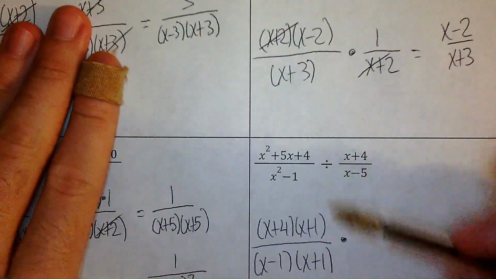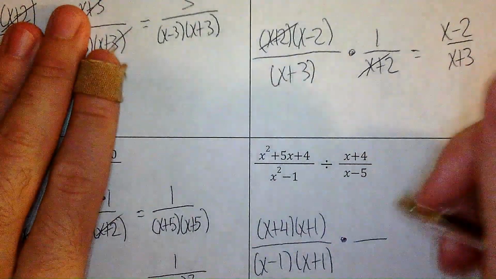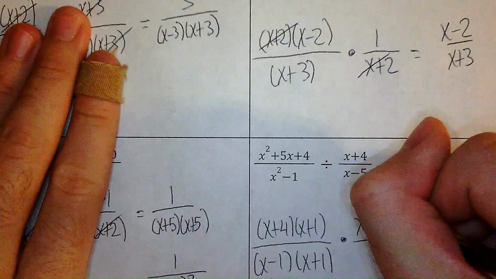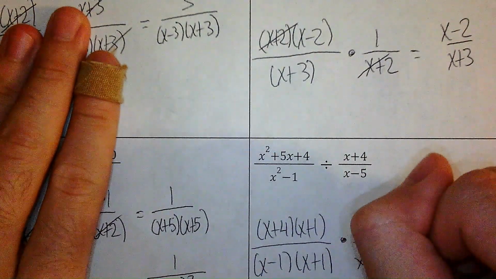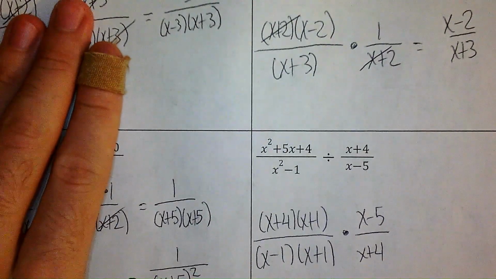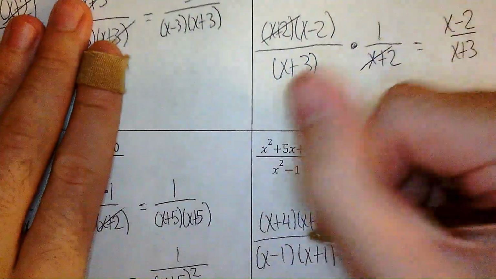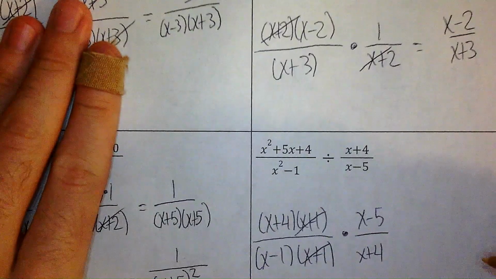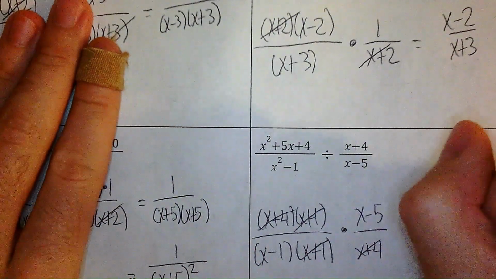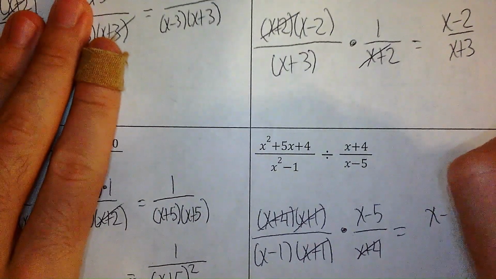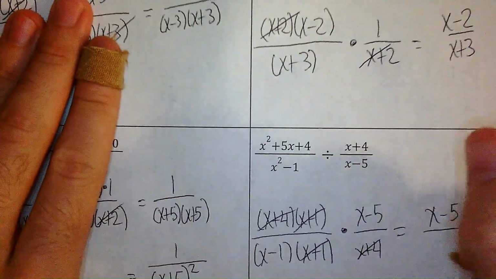And then our division becomes multiplication, and we flip the fraction. To the bottom, x minus 5, and the top, x plus 4. Let's cancel some factors. See x plus 1 here and here, and I see x plus 4 here and there. I don't see anything else to cancel. We're left with x minus 5 over x minus 1.